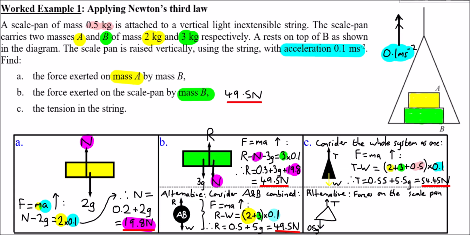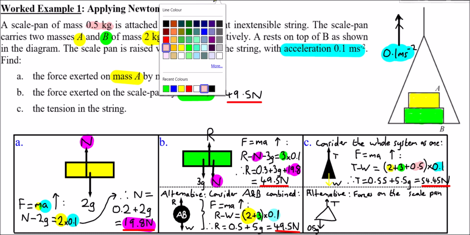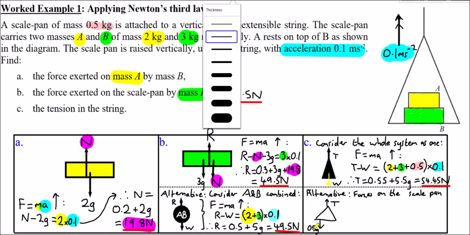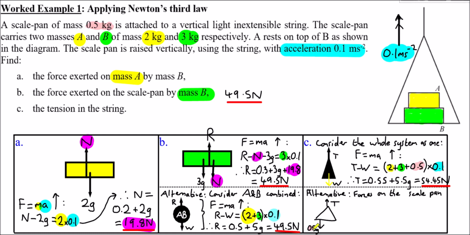As well as that, from one of the earlier parts of these questions, we also saw that there is going to be a reaction acting on the scale pan from mass B. There's a force exerted on the scale pan by mass B, and the force from B was 49.5 newtons, which goes down relative to the scale pan. So on the scale pan as well, there's another force going down, which is 49.5.